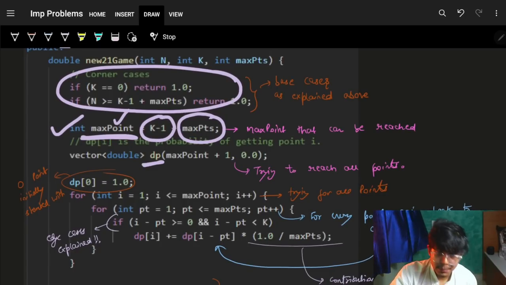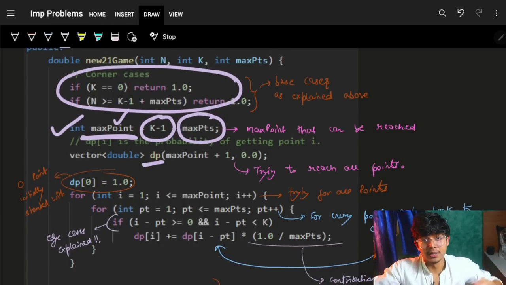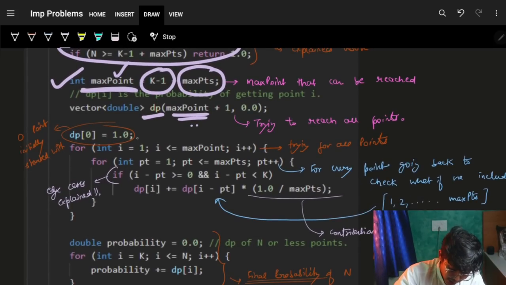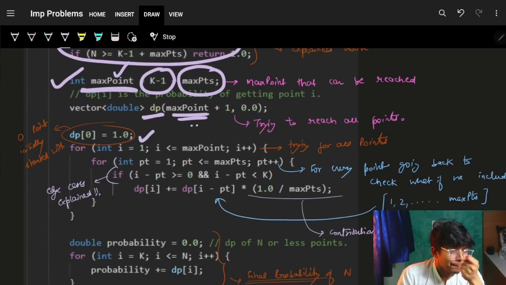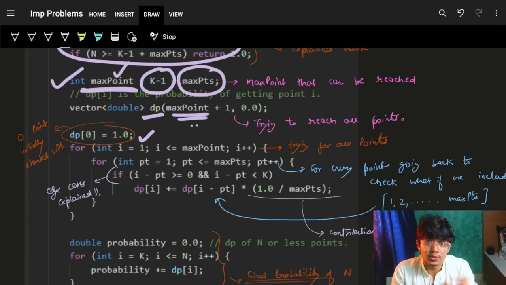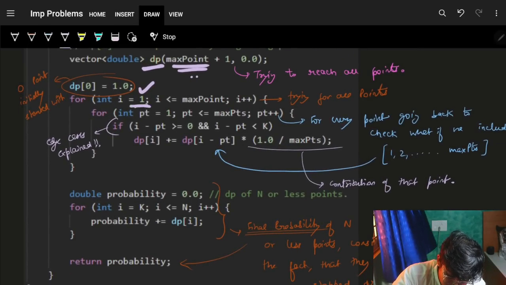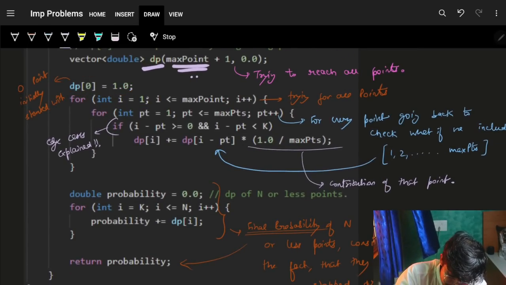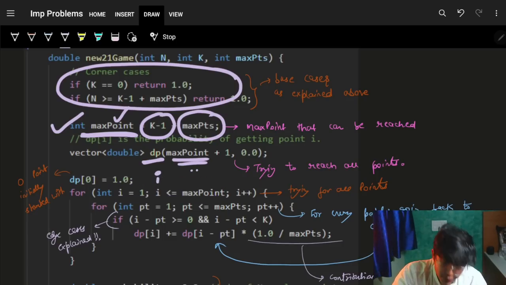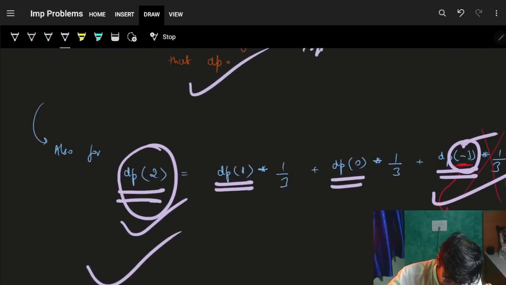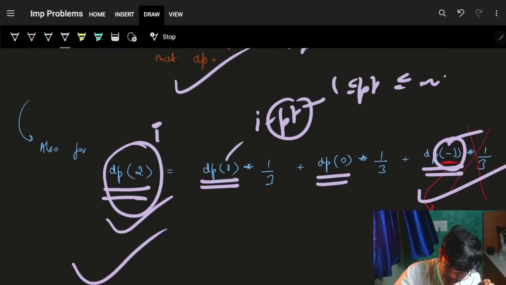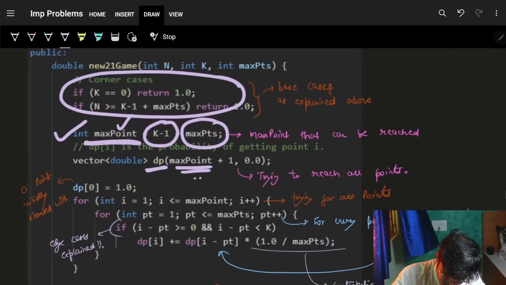Right? Now, it is my dp which will store the probability of reaching that particular number I. And for sure, I will try with every one of those points, so that's the reason it's max points. Now, initially, as I'm starting with 0 itself, the probability of reaching the point 0 is actually 1. Cool. Then I go and try every one of those points, which means from 1 to the max points, I try for every point I. Now for every point I, you remember, to find the probability of a point I, you need to do I minus PT, where PT goes from 1 up till the max points. You remember this part, right? Then I simply just repeat the same stuff.